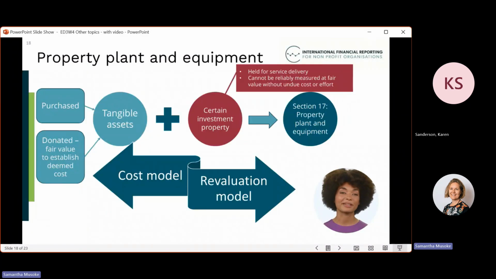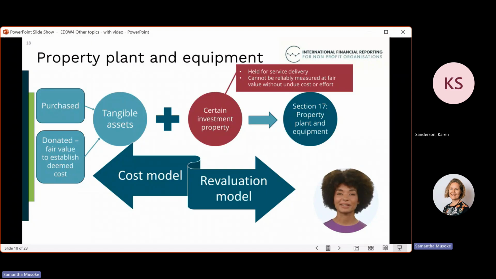Section 17 specifies the accounting for property, plant and equipment, which are also known as tangible fixed assets. It covers capitalization and depreciation. It applies to all tangible assets that are held for use in the activities of the NPO and are expected to be used during more than one reporting period. As previously discussed, this section also applies to investment property that is used for service delivery or whose fair value cannot be reliably measured without undue cost or effort.